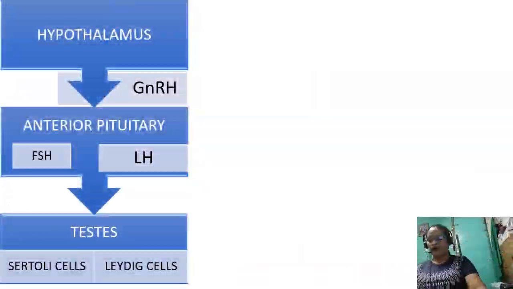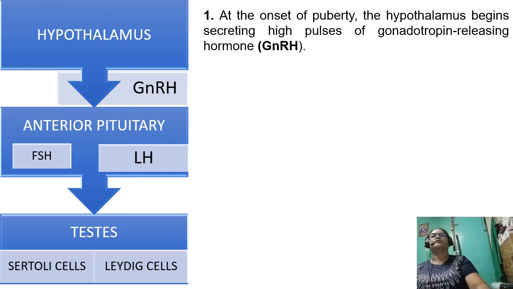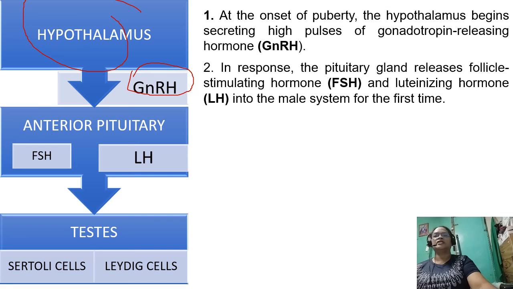Let's look at figure 5.1, which is the flow of hormones from the hypothalamus to the testes. At the onset of puberty, the hypothalamus begins secreting high pulses of gonadotropin releasing hormone, and in response, the pituitary gland releases the follicle stimulating hormone and luteinizing hormone.